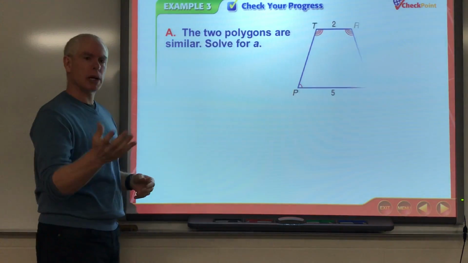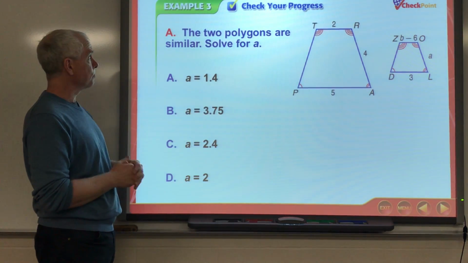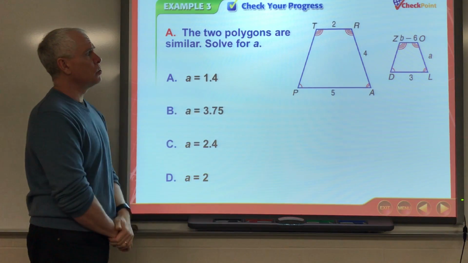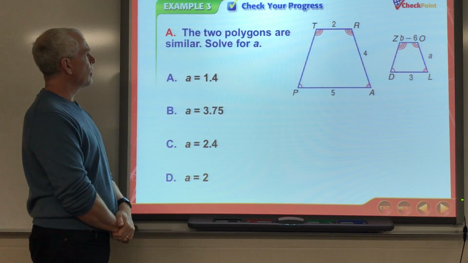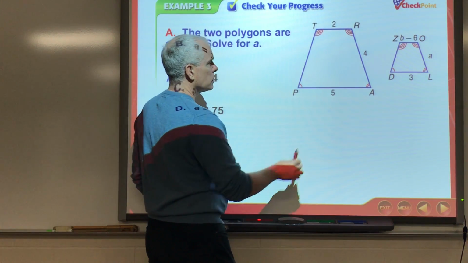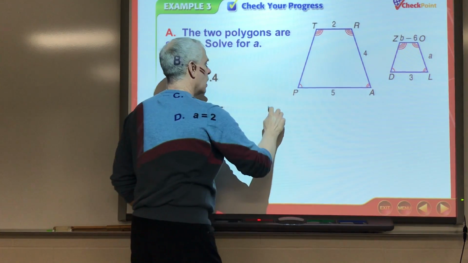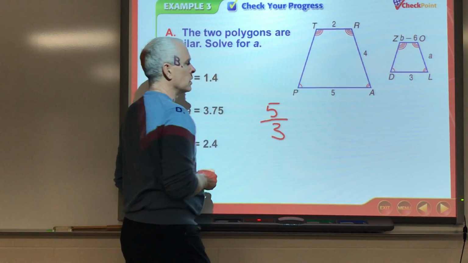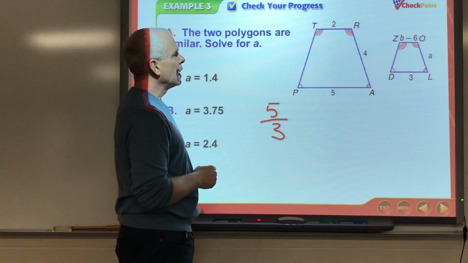All right, so pause the video, give this a shot yourself. They tell me these two polygons are similar, and they want me to solve for A. Okay, so let's find some corresponding sides that I know. I know 5 corresponds with that 3, they're both on the bottom. And where is my A?